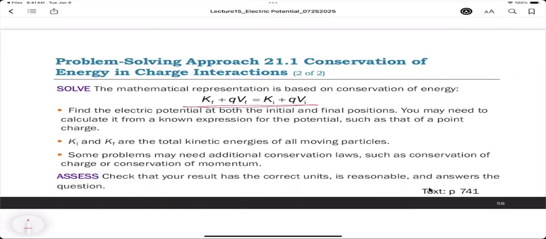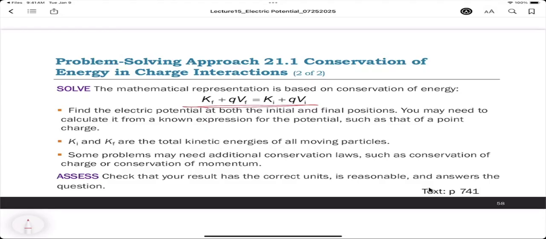Find the electric potential at both the initial and final positions. You may need to calculate it from a known expression for the potential, such as that of a point charge. Ki and Kf are the total kinetic energy of all moving particles. Some problems may need additional conservation rules, such as conservation of charge or conservation of momentum.